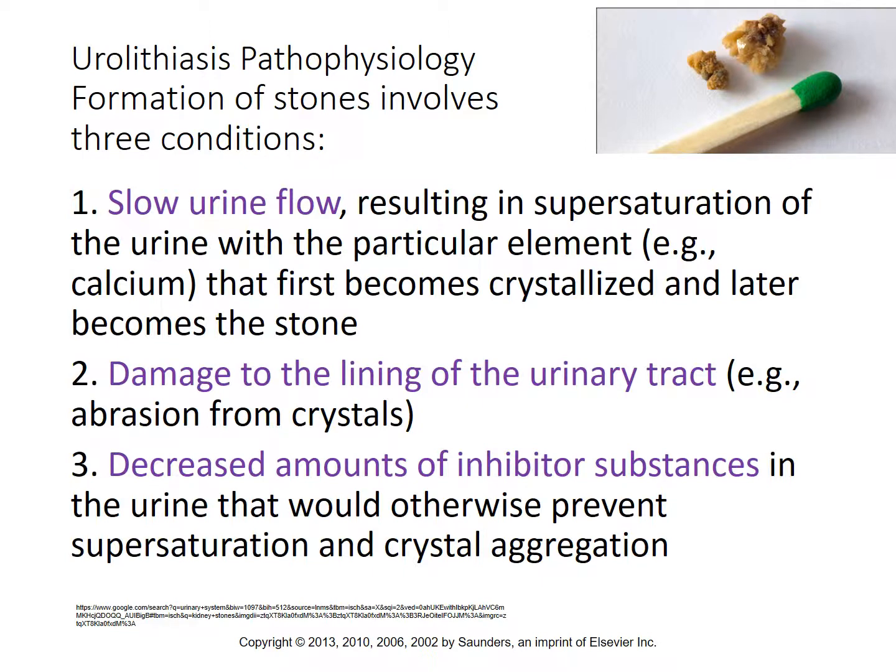and then the urine hangs out with the calcium longer than it should. That may cause some crystallization, and can lead to a stone. The second condition includes damage to the lining of the urinary tract. And the third is decreased amounts of inhibitor substances in the urine that would otherwise prevent supersaturation and crystal aggregation.